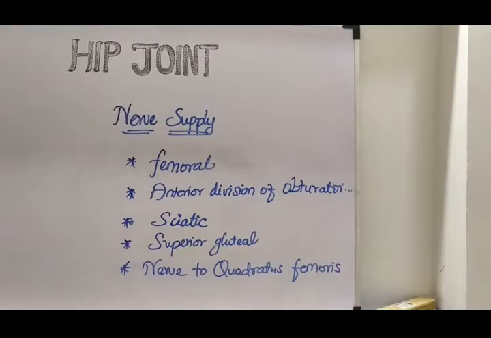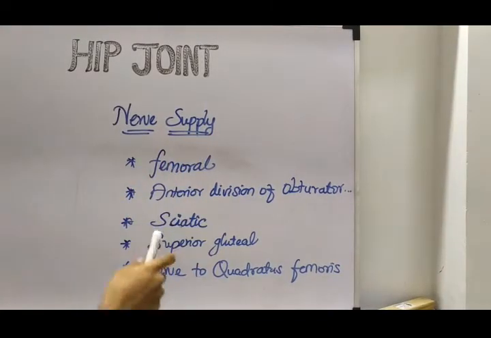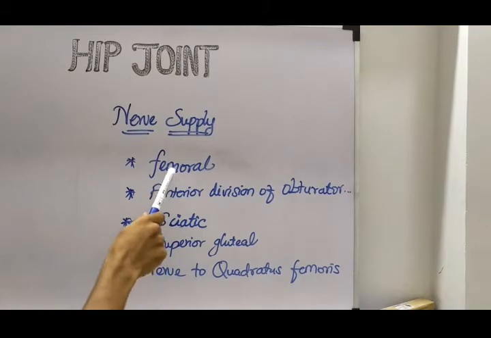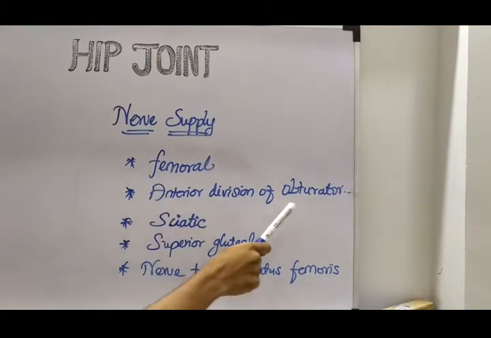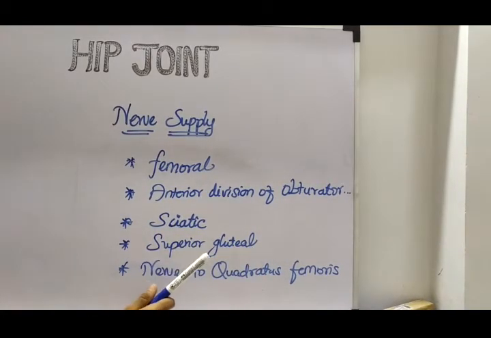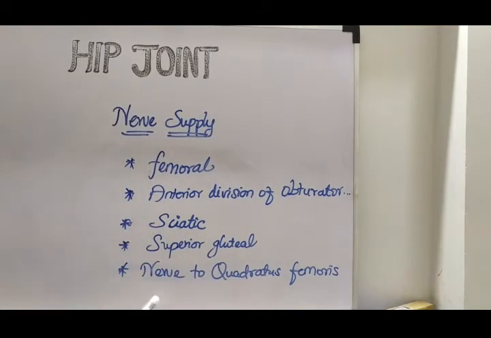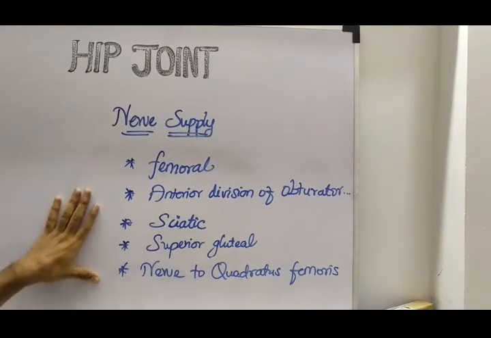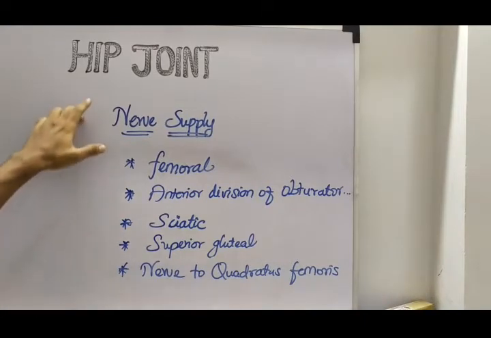And then the nerve supply, that is the innervation of the hip joint. The branches of the femoral, obturator, sciatic and superior gluteal nerves supply the hip joint, and also the nerve to quadratus femoris muscle. These nerves and their branches supply the hip joint.